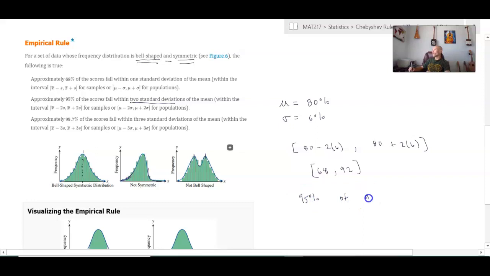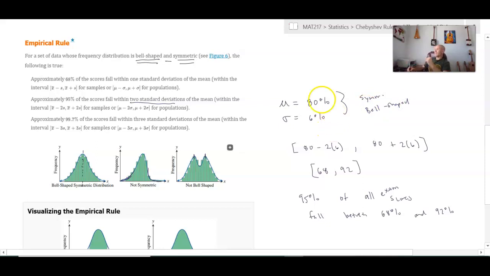So 95% of all scores, or maybe these are exam scores, fall between 68% and 92%. Notice that I didn't need to provide you with the data. All I need to really tell you is that this comes from a symmetric bell-shaped distribution. You don't actually need to see the values.